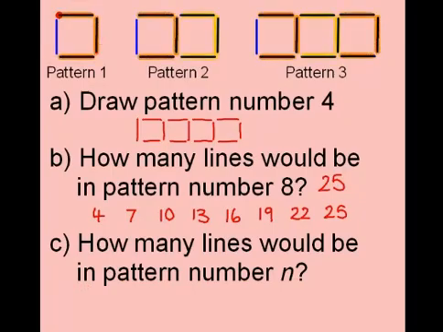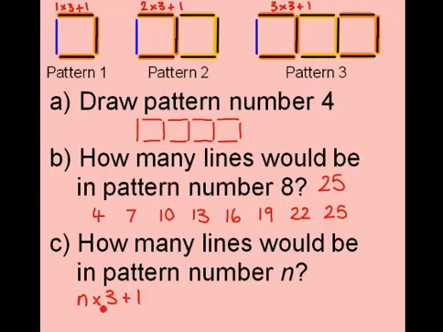I can see that pattern 1 is 1 lot of 3 plus 1. Pattern 2 is 2 lots of 3 plus 1. Pattern 3 is 3 lots of 3 plus 1. So in pattern number n, the number of sticks would be n times 3 plus 1.